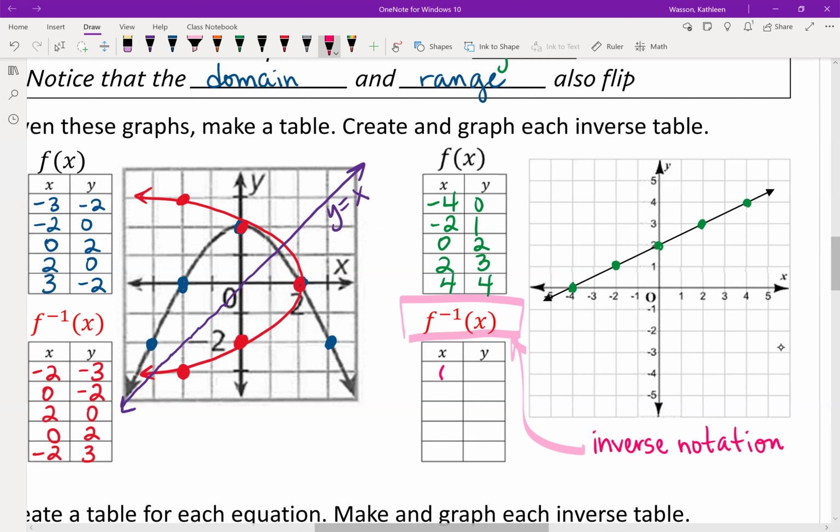So I'll just trade places for these points. 0, -4, 1, -2, 2, 0, and 3, 2. And the last one is still 4, 4. I can graph these points and draw the inverse line. 4, 4 is on both lines.